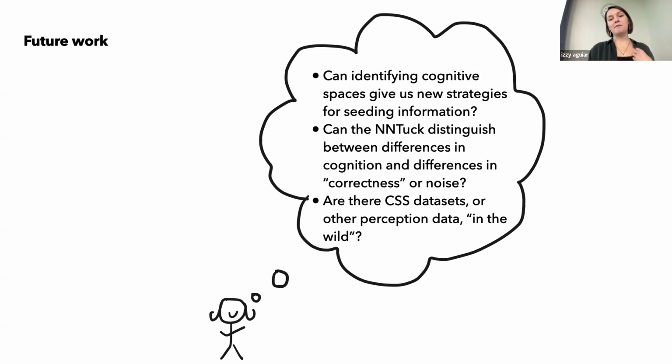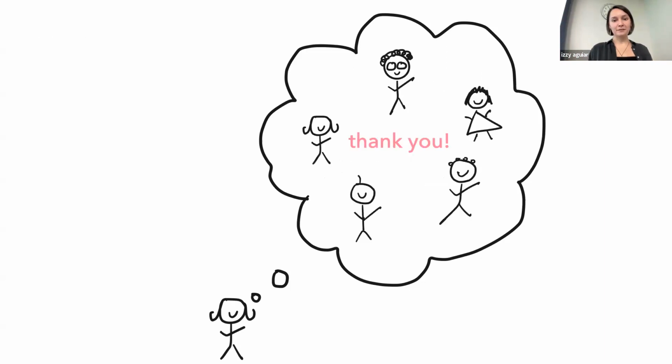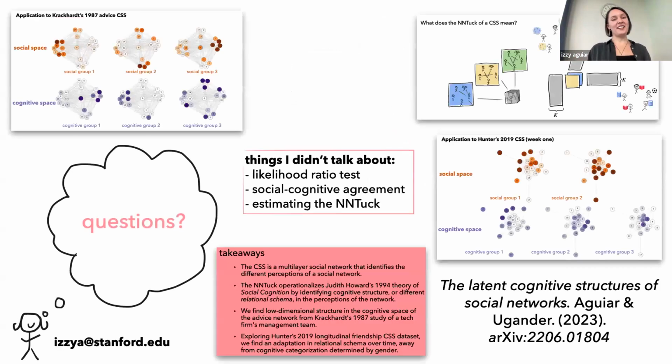And then finally, these CSS data sets are kind of hard to come by because they're massively hard to do. And so are there perception data or other ways that we can infer people's perceptions and different cognitive rules in the wild? Are there other existing data sets that might have perception data kind of hidden in them that we could just tilt our heads at to get a grasp of? That is all I have to talk about, and I'm happy to take any questions, and thank you so much.